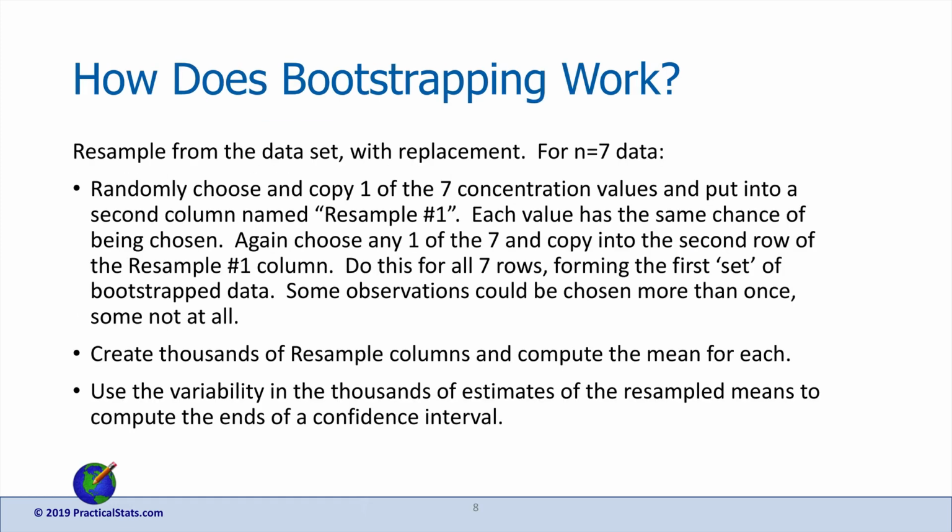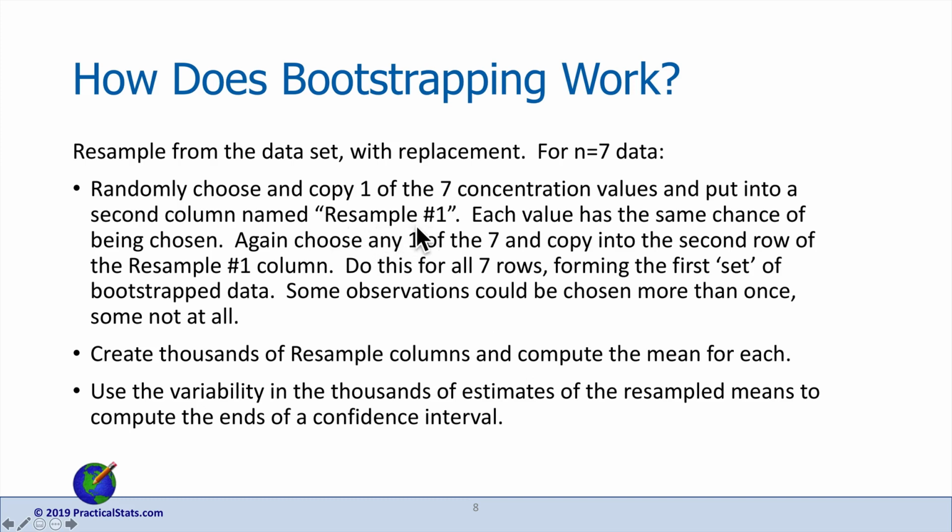How does bootstrapping work? It's something called resampling with replacement. I'll give you a picture. Let's suppose you had a data set of 7 observations. You would randomly choose, and you really want the computer to do this, randomly choose and then copy the value of one of those 7 concentration values that you have measured. Each one has the same probability of being chosen. So whatever 1/7 is, you'd randomly pick one of those and put it in the first row.